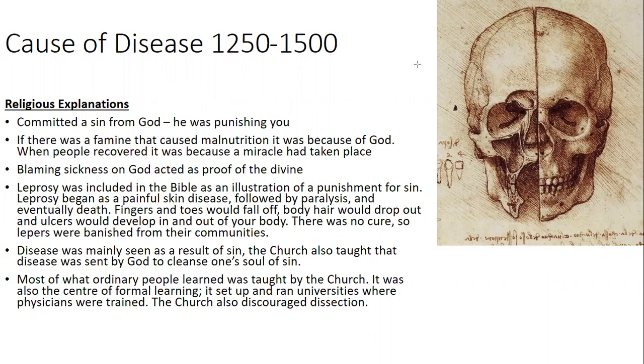So you must understand what the many different explanations of disease were in the years 1250 to 1500. Firstly, we have religious explanations. Now, regardless of what we think about these, this is genuinely what people thought in the years 1250 to 1500. So firstly, if you committed a sin, then you could be given an illness. It was God's way of punishing you.